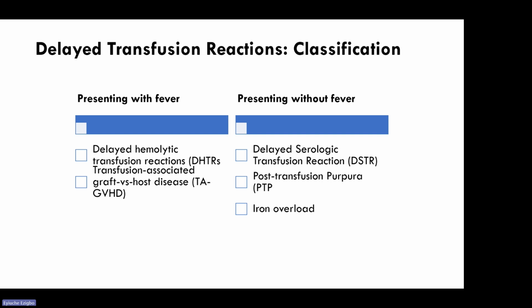So many of the clinical presentations surround the transfusion reactions. So we have the classification of delayed transfusion reactions. Those that present with fever include delayed hemolytic transfusion reaction and transfusion-associated graft versus host disease. It's also a delayed transfusion reaction that presents with fever. Among those that don't present with fever, we have delayed serologic transfusion reaction, post-transfusion purpura, and iron overload.